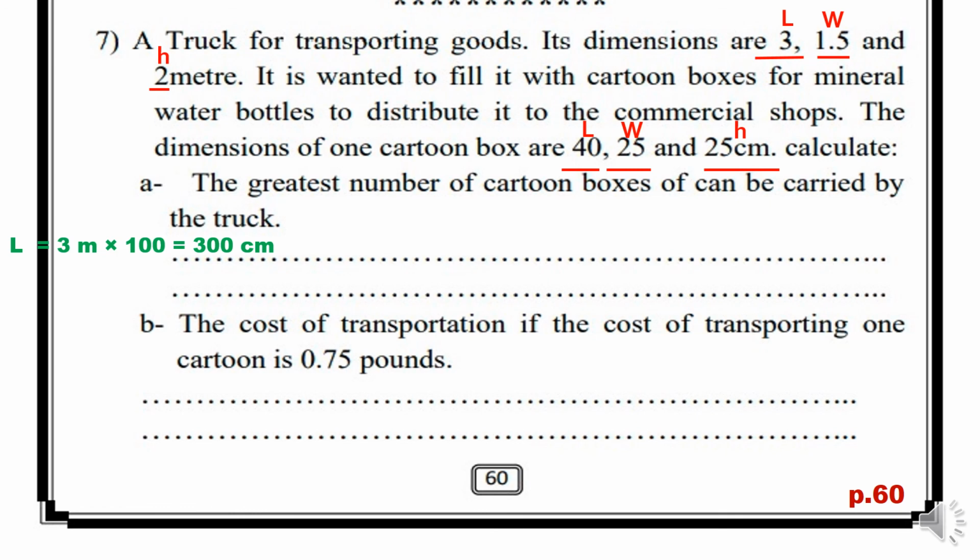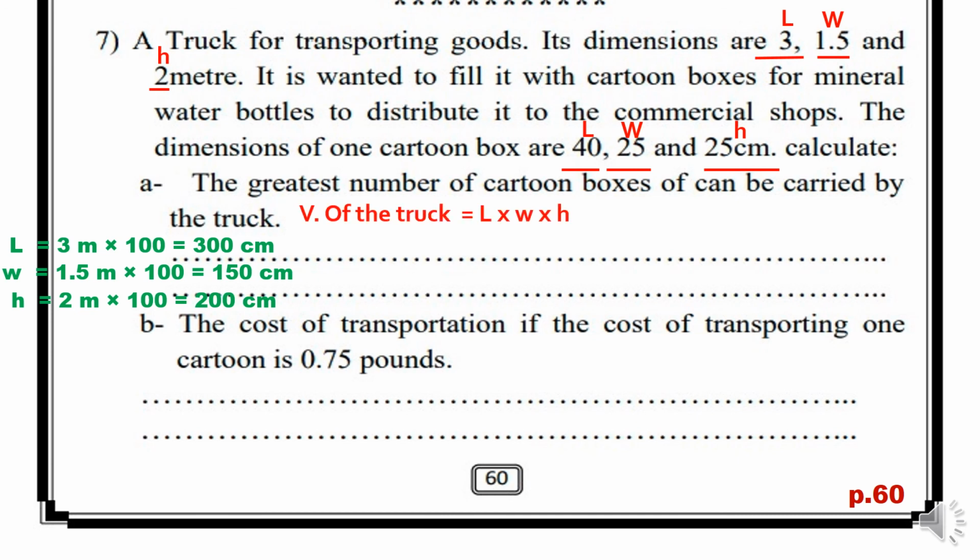So the length of the truck will be equal to 3 meters times 100 equals 300 centimeters. And the width 1.5 meter times 100 equals 150 centimeters. And the height 2 meter times 100 equals 200 centimeters. So when I have different units, I have to convert the meter into centimeter. So now my new dimensions are the length 300 centimeter, the width 150 centimeter, and the height 200 centimeter. The volume of the truck equals length times width times height. So the volume equals 300 times 150 times 200 equals 9 million centimeter cube.